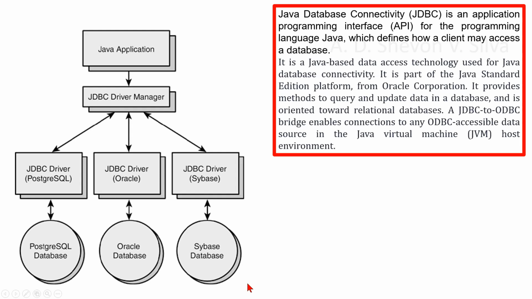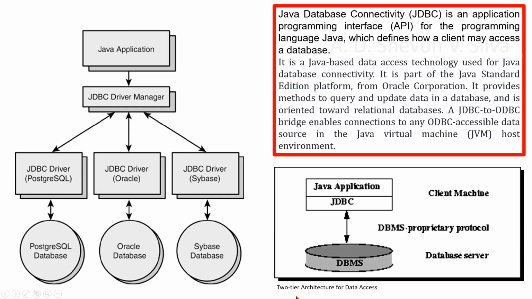A JDBC to ODBC bridge enables connections to any ODBC accessible data source in the Java Virtual Machine (JVM) host environment. Here you can see a two-tier architecture for data access. The JDBC API supports both two-tier and three-tier processing models for database access.